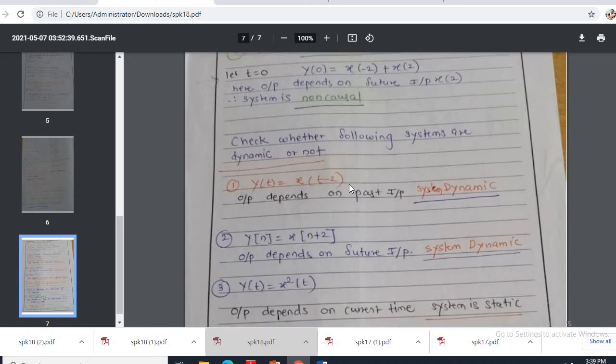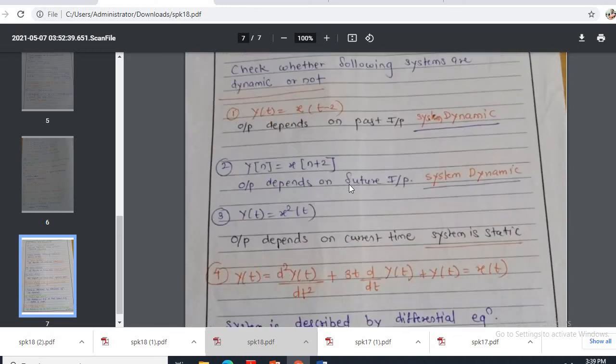Now say for example there are some expressions where we want to check whether the system is dynamic or not. Dynamic stands for a system with memory. Static stands for a system which is memoryless. If in the output equation some past terms or future terms are included, then definitely the system will be dynamic in nature. But if output depends only on the current state of input, then the system will be a purely static system.